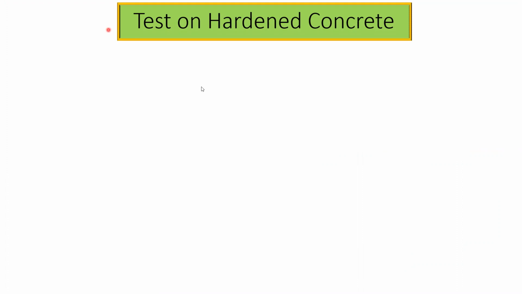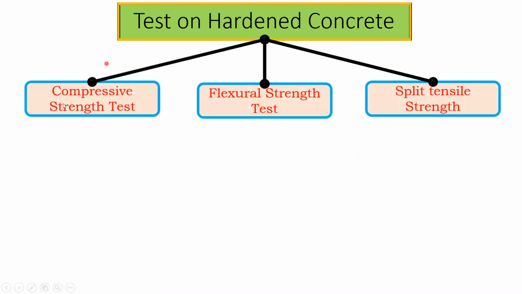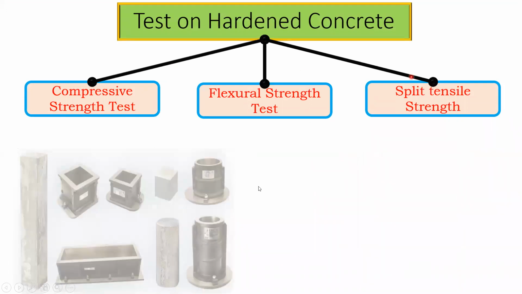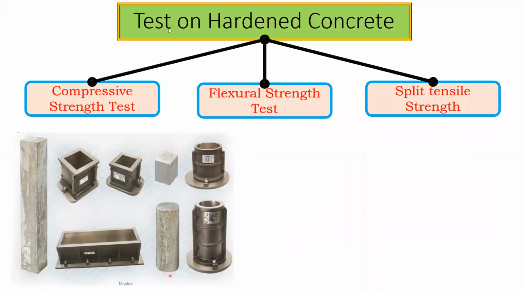So coming to the tests on hardened concrete, we have a compressive strength test, then we have a flexural strength test, and then we have a split tensile strength. So these are the molds that we require. If you want to do a cube test, you require a cube. If you want to do the flexural strength test, we require this beam, and this is how that beam will be casted. And if you want to find the tensile strength of your concrete, then we have to make use of this cylinder, and this is how a cylinder is casted.